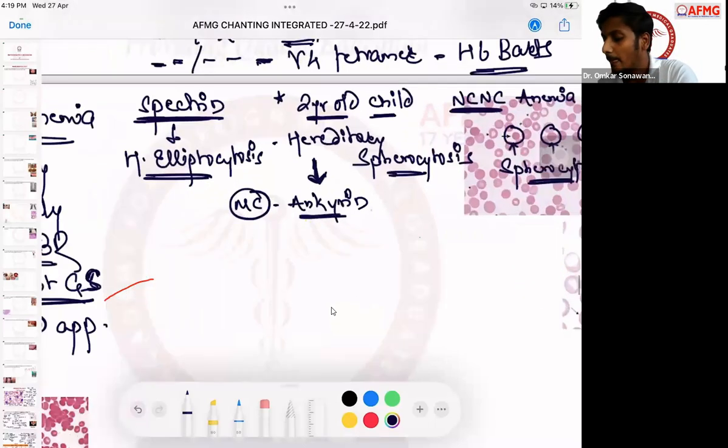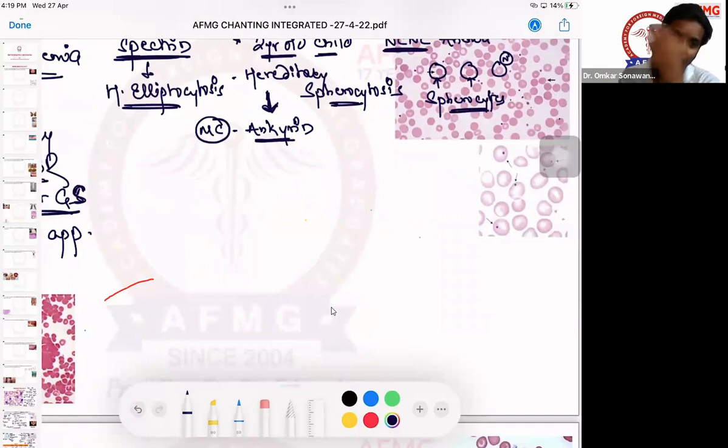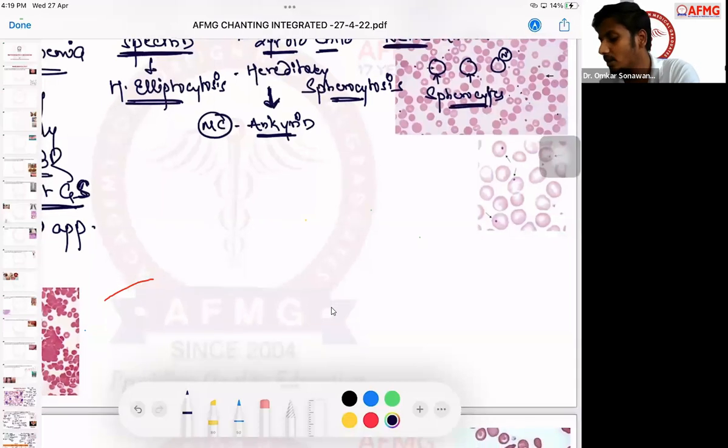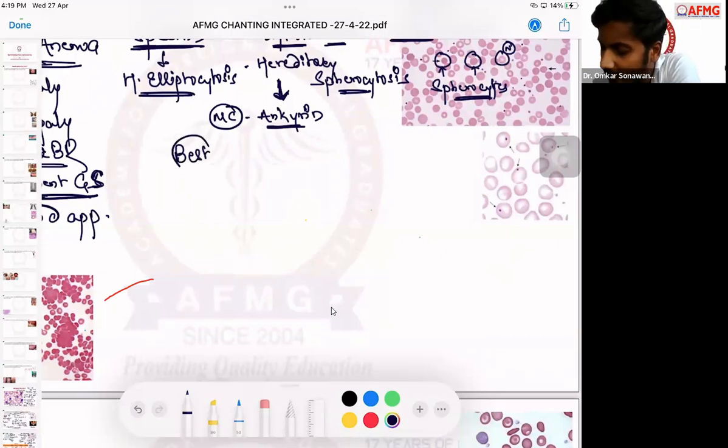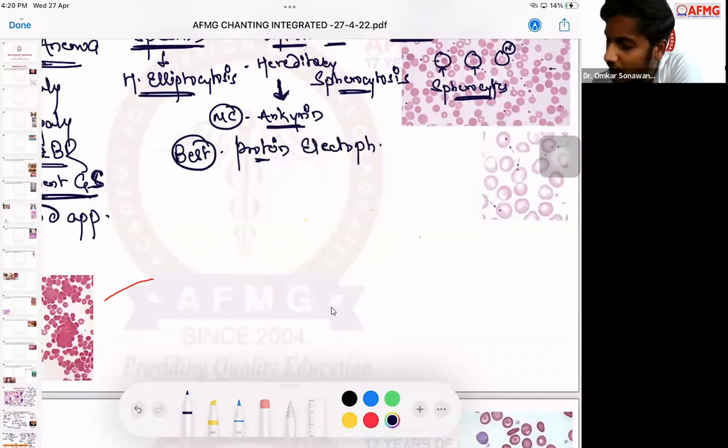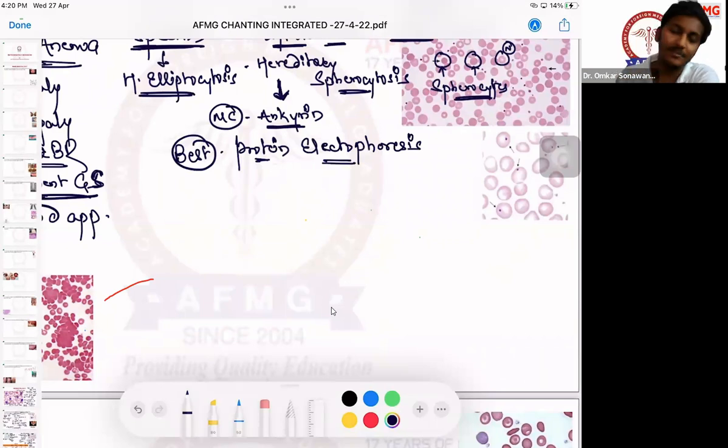Very good, guys. Now, please tell me what is the investigation of choice? Apart from all these lab investigations that we did and the peripheral blood smear we performed, what is the best investigation? We will check for the proteins themselves. The best investigation is protein electrophoresis. On protein electrophoresis, you can check the values of these proteins, that is ankyrin, spectrin, all of these. If there is deficiency of any of these, it is suggestive of hereditary spherocytosis in the patient.